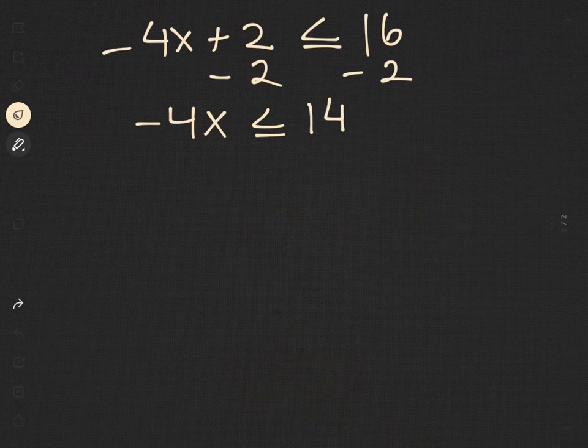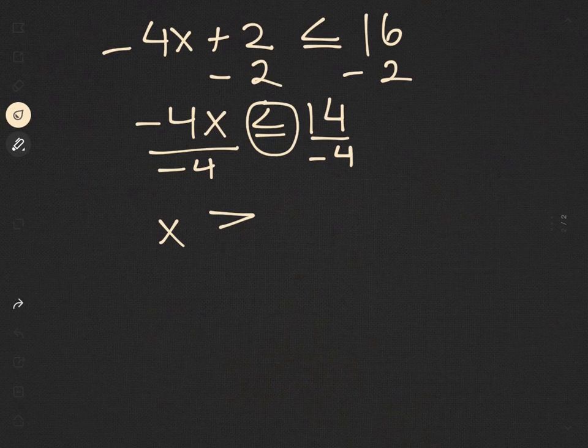Now this is a part where it gets a little different, because once I divide both sides by negative 4, which I must do to isolate my x, I'm going to have to flip the sign, as you can see, from less than or equal to greater than or equal to. So x is greater than or equal to 7 over negative 2.